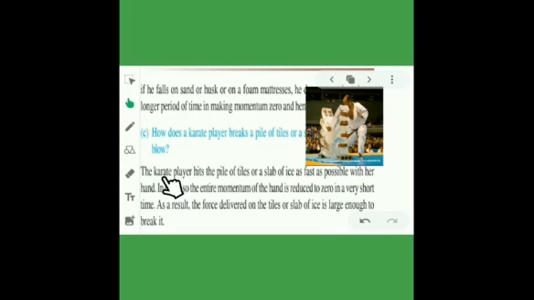See the explanation. The karate player hits the pile of tiles or a slab of ice as fast as possible with his hand. In doing so, the entire momentum of the hand is reduced to zero in a very short time. As a result, the force delivered on the tiles or slab of ice is large enough to break it. See the picture given here.